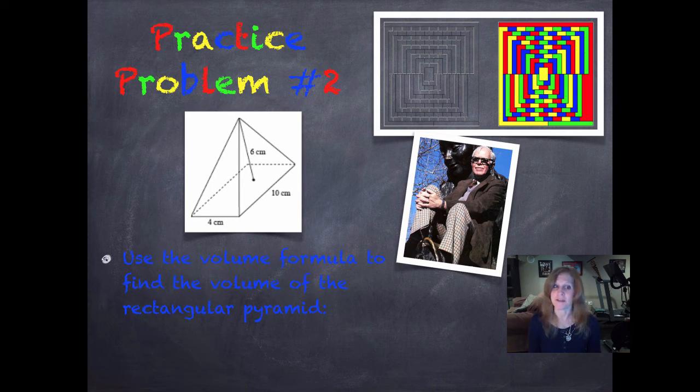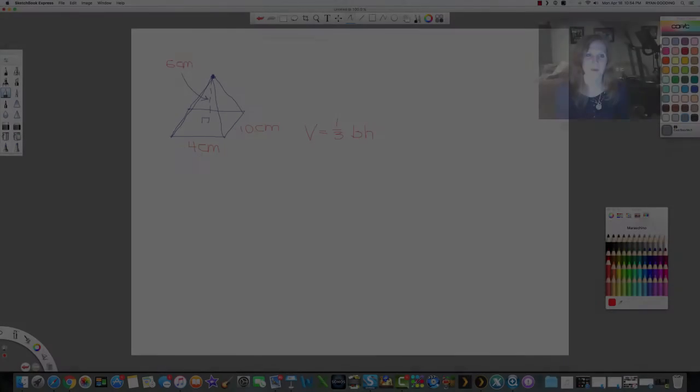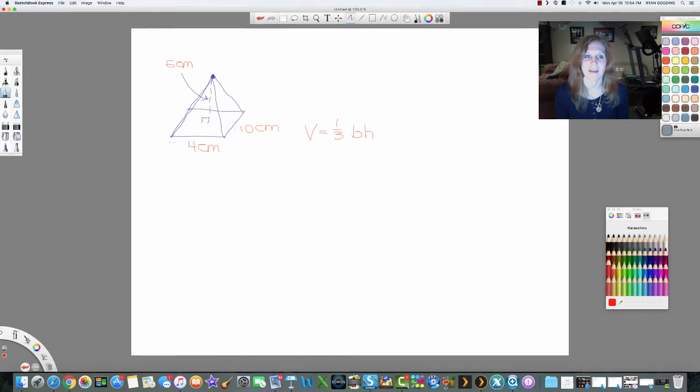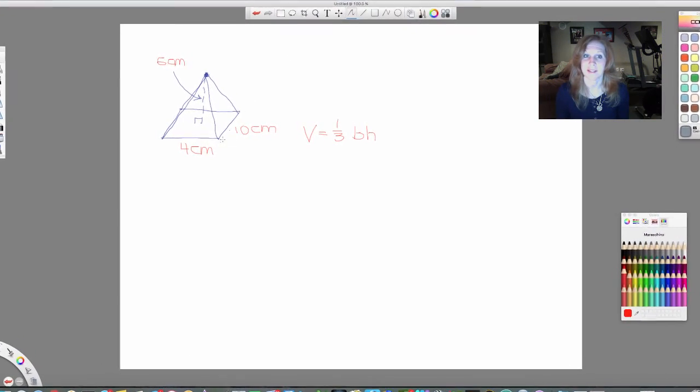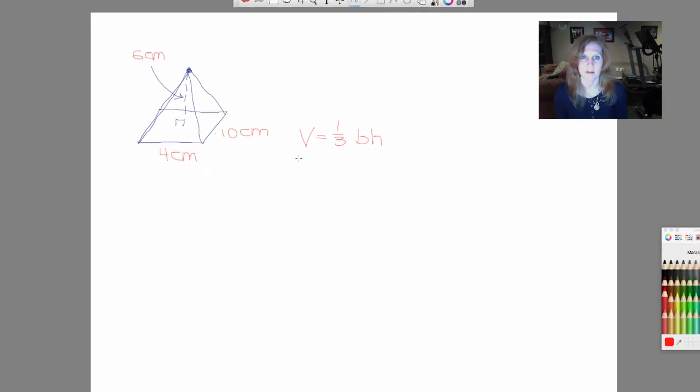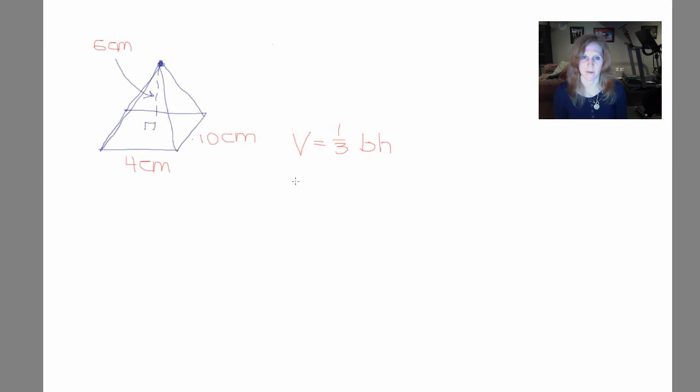Use the volume formula to find the volume of the rectangular pyramid. When you've figured it out, push play. Did you write 80 cubic centimeters? Let's see how we did that. Okay, so I have my pyramid with a length of 4 centimeters, a width of 10 centimeters, and a height of 6 centimeters. And I've written my volume formula here.